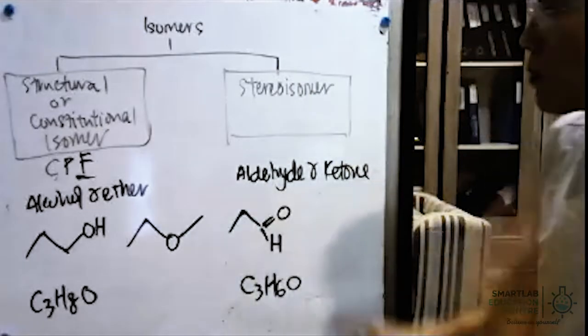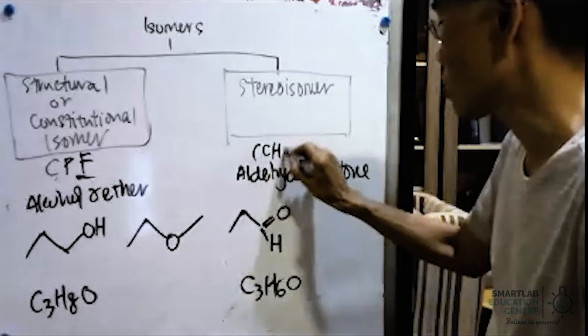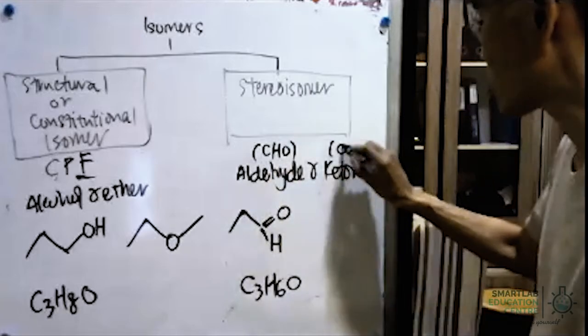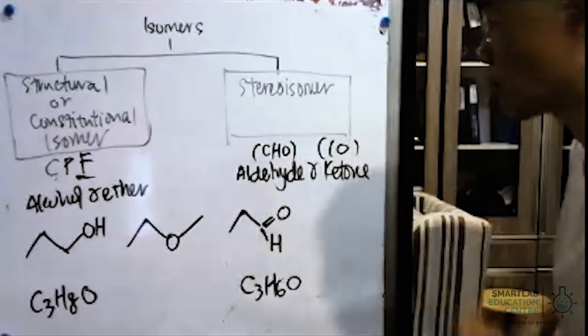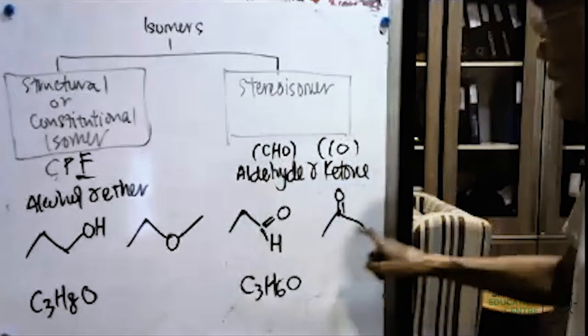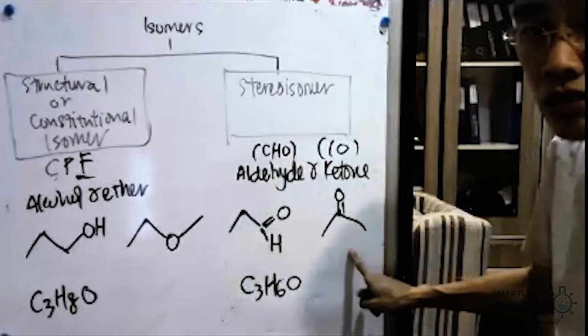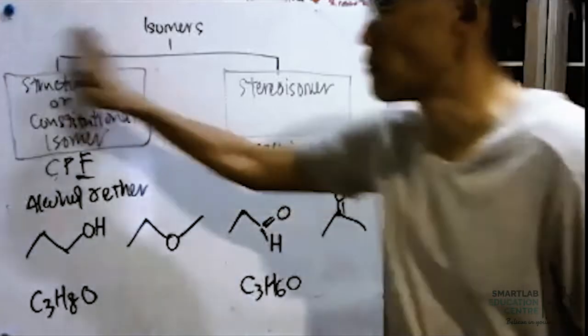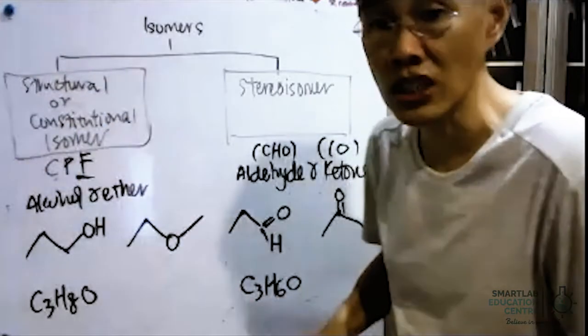Otherwise, the functional group for aldehyde is your CHO. Whereas for your ketone, it's your CO, C double bond O. So in the case of ketone, this will be the case. Again, in the same way, chemically, the two of them behave differently. So that sums up structural and constitutional isomers.